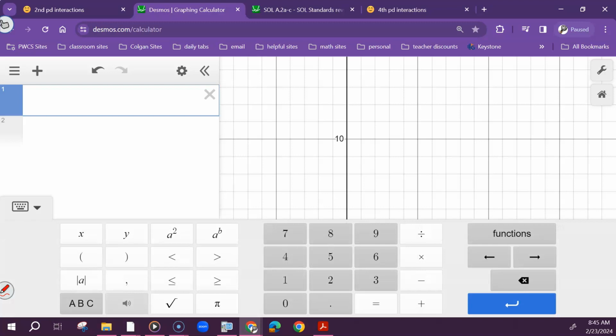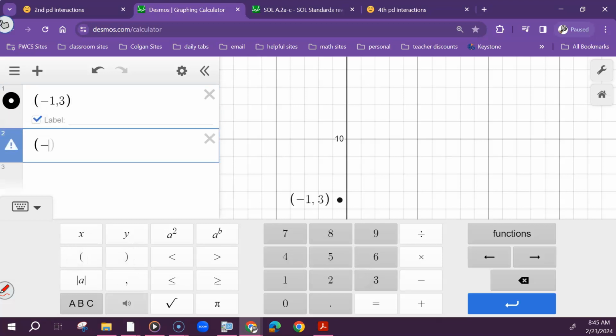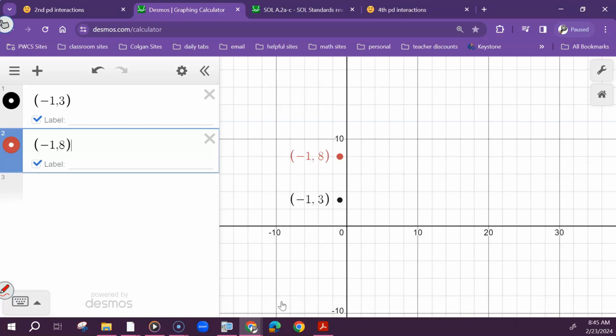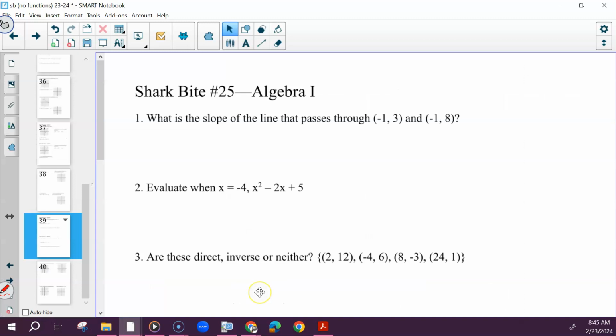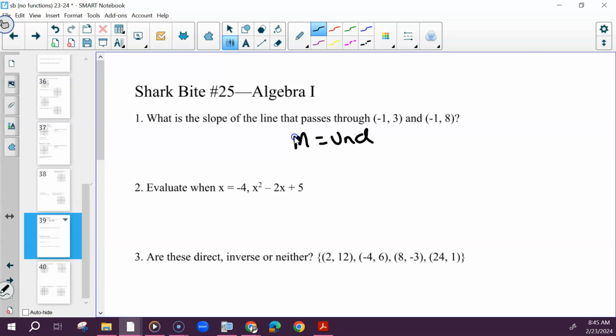For number 1, if I put these points in, and I look at these points, I see they're on the same vertical line. Vertical lines have undefined slope, so your slope will be undefined. Remember, if you're checking it in Desmos, you can just put it in Desmos. You don't have to show the work. Questions on that one?